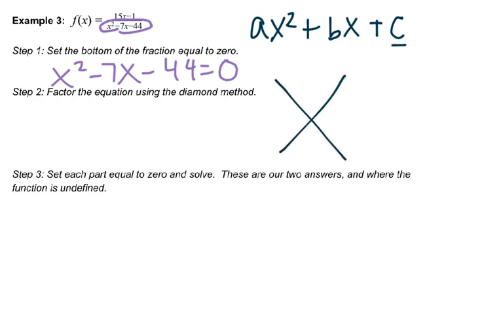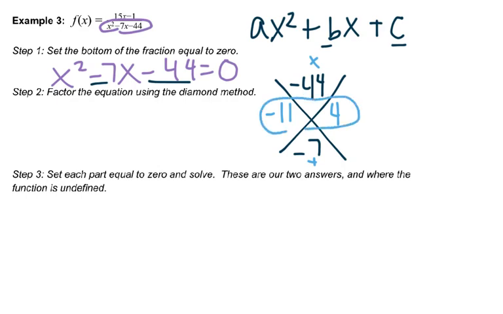We always put our c on top, which is negative 44. And then our b goes on the bottom, which is negative 7. Reminder, we want to times to the top and add to the bottom. So we need two puzzle pieces that multiply to negative 44 and add to negative 7. After thinking, we can see it's going to be negative 11 and positive 4. Then we put this in factored form, with parentheses. So x minus 11, x plus 4 still equals 0.